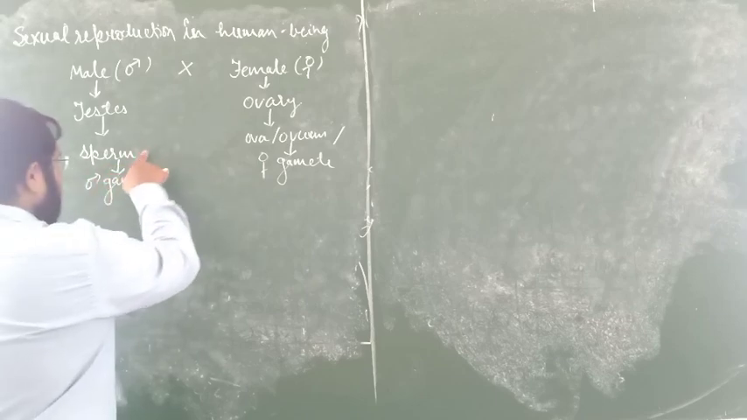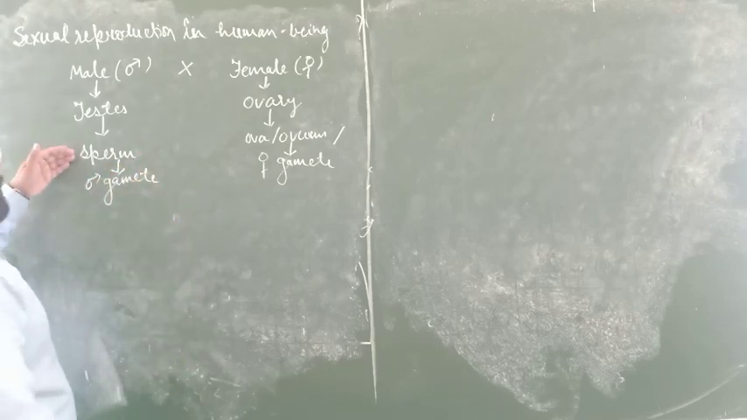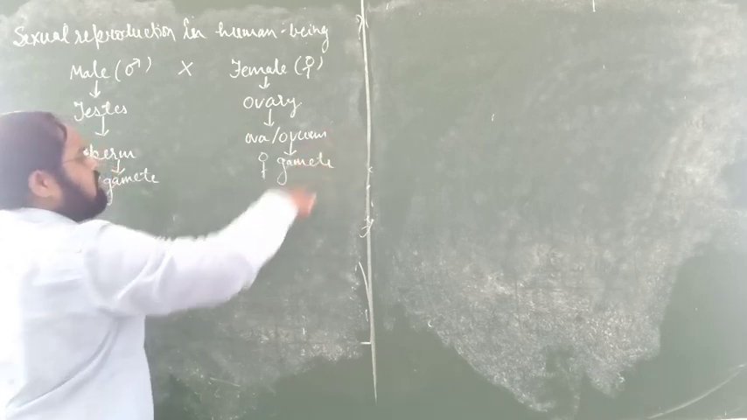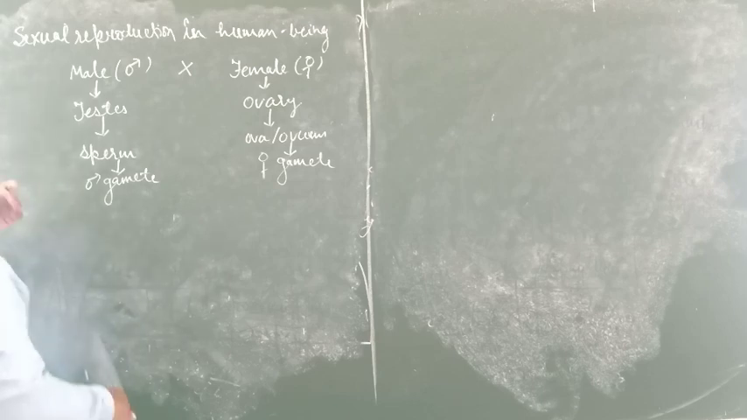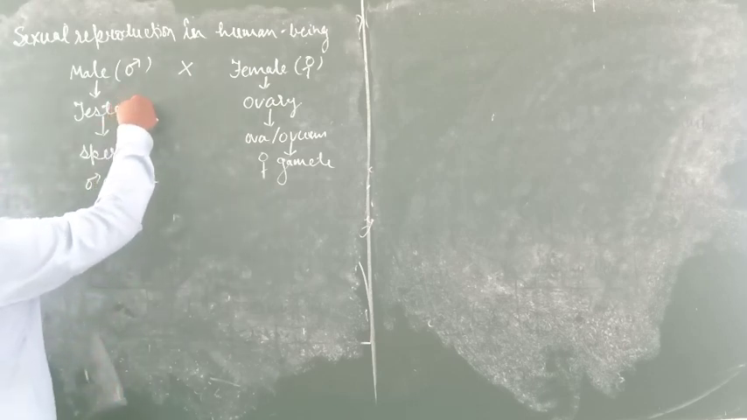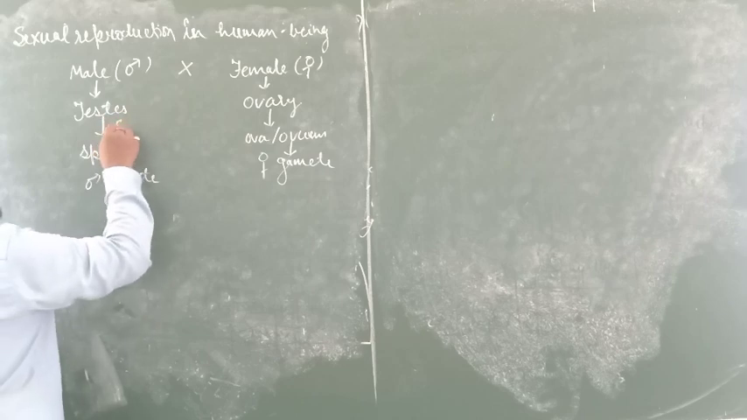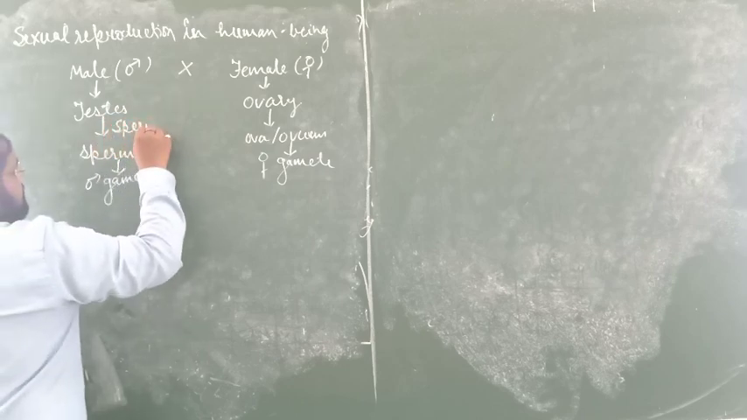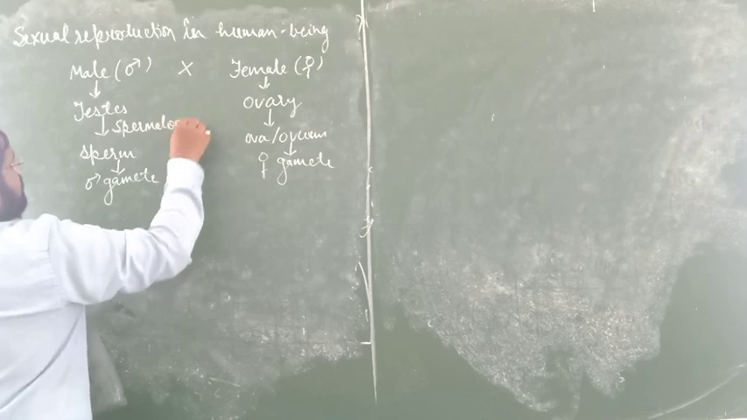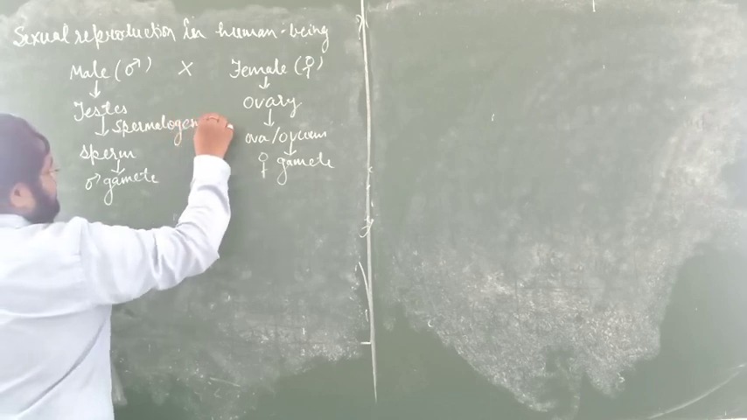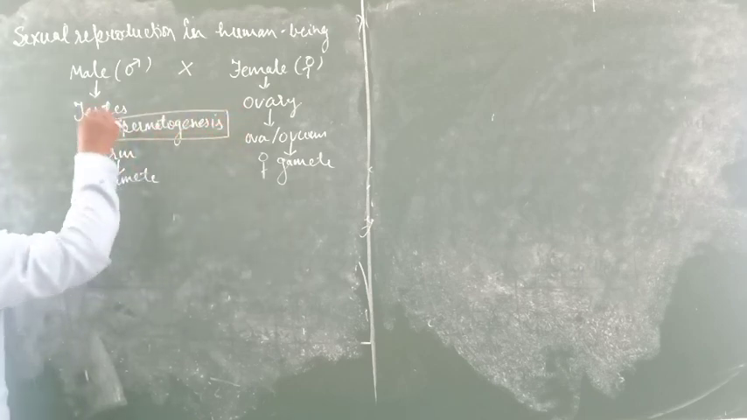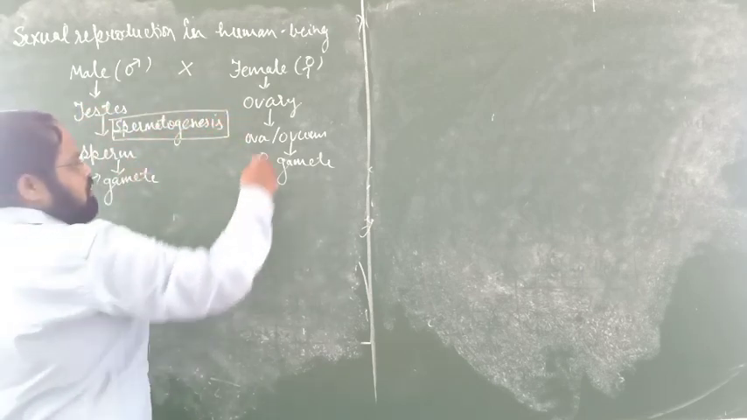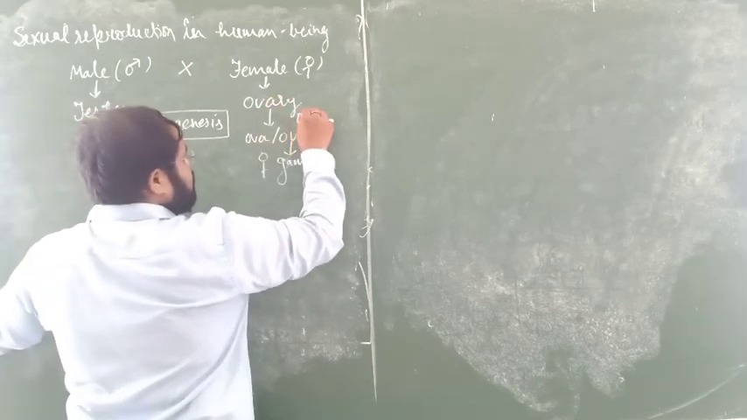Here we draw an arrow because one point will be there, but you have to know that male gamete is called sperm and female gamete is called ova or ovum. Okay, so formation of sperm is called spermatogenesis, and formation of ova is called oogenesis.